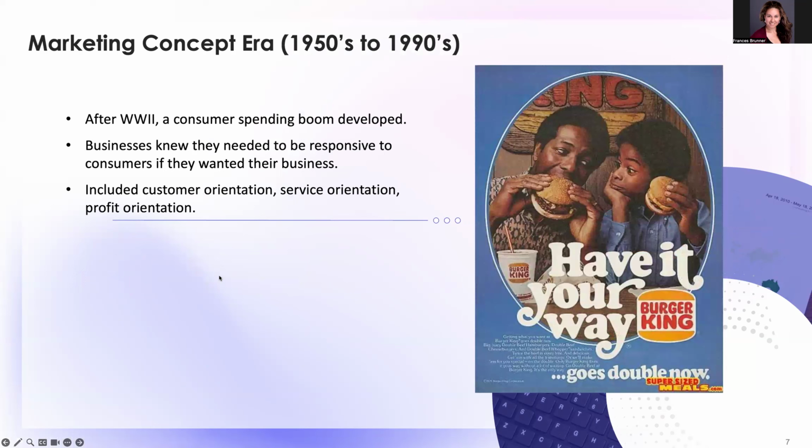From the 1950s through about the 1990s, this is the post-World War II era, and consumer spending boomed. Think about all the baby boomers being born. Think about dramatic developments in production, manufacturing, and the possibility for more individuals to earn an education. Businesses knew that they had to be responsive to customers in order to compete against other companies for their business. At this time, the customer orientation, service orientation, and profit orientation came to be. This was a 3-part business philosophy for the marketing concept.